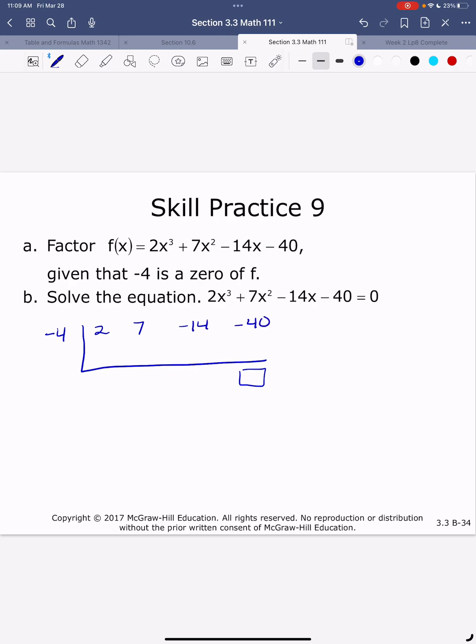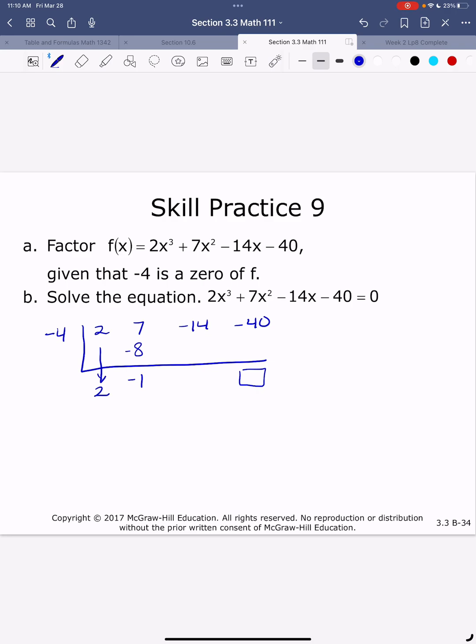So I'm going to bring down the 2, and I have negative 4 times 2 is 8. 7 plus 8 is 15. Negative 4 plus 15, oh, I forgot to do negative 8, pardon me. That should be a negative. Negative 4 times 2 is a negative 8. So let's erase the 15 here. 7 minus 8 is going to give me a different answer. I'm going to have a negative 1. Better.